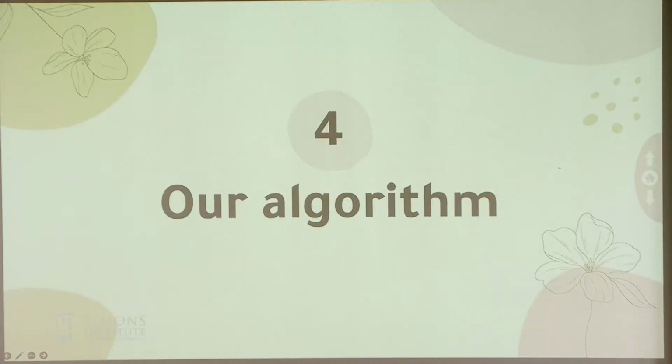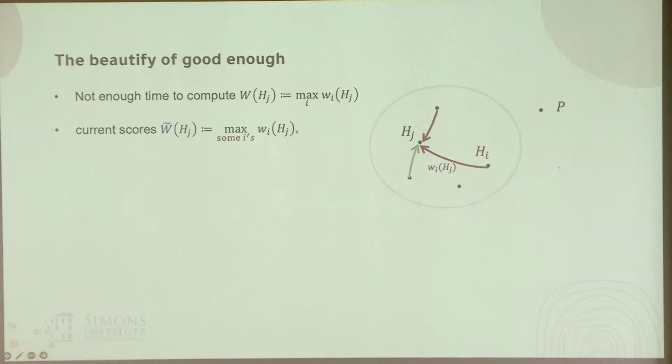So now let's talk about our algorithm. Obviously, if I want to compute all the scores, I would run out of time. So I have to settle by picking not the maximum over all possible edges, but a subset of the edges. So we define this current score, which is not looking at all the edges, but just a subset of the edges, and we take the maximum over those edges.